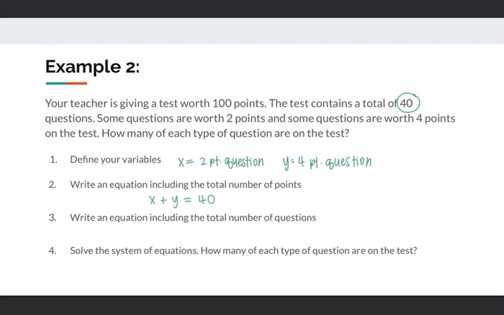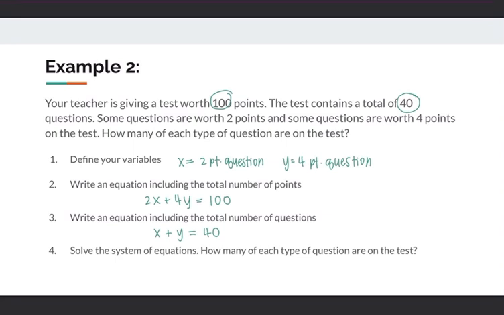Okay, now we're going to write an equation including the total number of, oh, sorry, I just realized that I did the wrong one. This is the total number of questions. There we go. Okay, the total number of points. So we're given points right here. And we know that the 2-point question is worth 2 points by definition. So 2x, and then our 4-point question is worth 4 points. And there should be a total of 100 points.